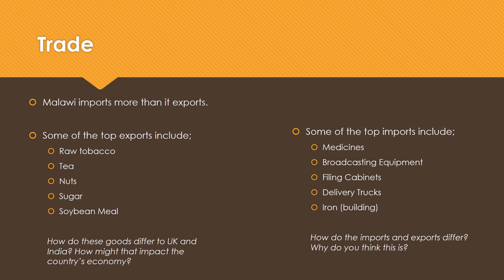And then if we look at the imports, so things that it brings into the country, these include things such as medicines, broadcasting equipment, filing cabinets, delivery trucks, and iron, but not an iron that you'd iron your clothes with, like iron that is used for building materials. So quite a lot of the things, when we looked at the UK and India, there were similar things on the import and export list, but these are drastically different for Malawi. So why do you think this could be?